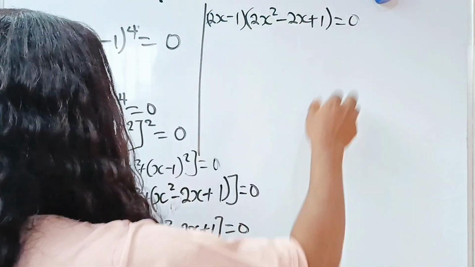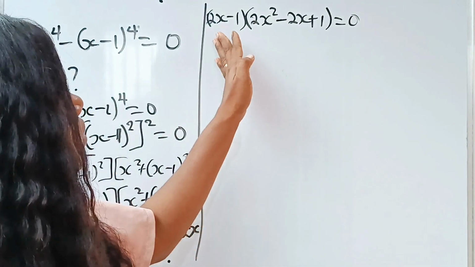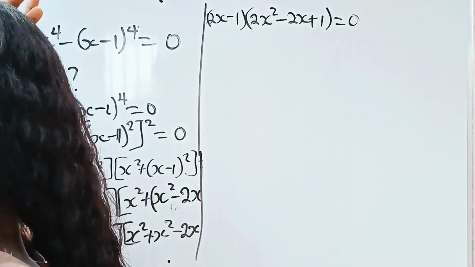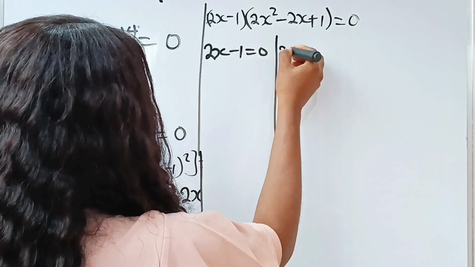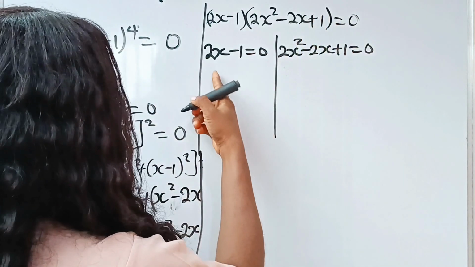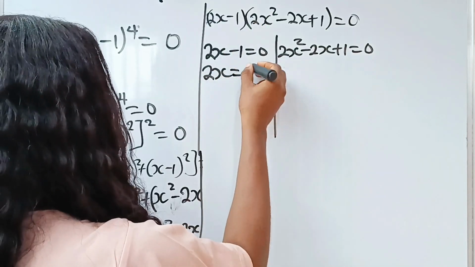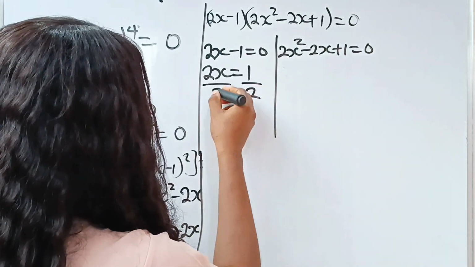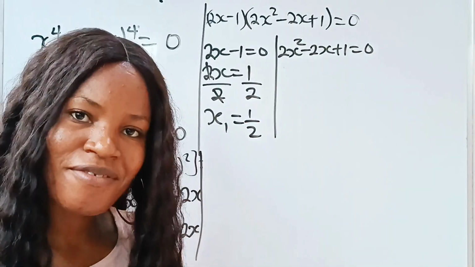Okay, at this point, what we have here is that this is equal to 0 and this is also equal to 0. So that means we can write that 2x minus 1 is equal to 0, or 2x squared minus 2x plus 1 is equal to 0. So if we solve the left hand side, we have that 2x is equal to minus 1, we cross to become plus 1. So divided by 2, divided by 2. So we have that the first value of our x is half.